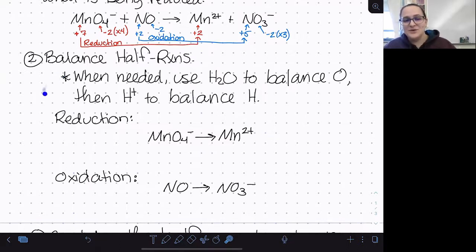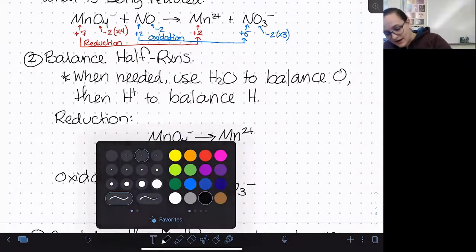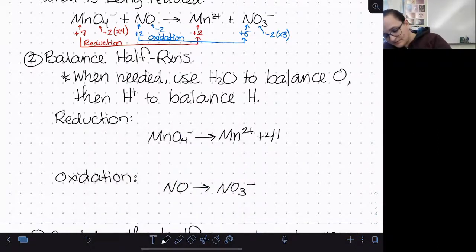So this is where we need to bring in these new ideas that we're going to incorporate elements of our solvent into our reaction. So we need some oxygen. We're in an aqueous environment, so we're going to get that from water. Each water molecule contains 1 oxygen atom. So if I need 4 oxygen atoms, that means I need 4 water molecules.